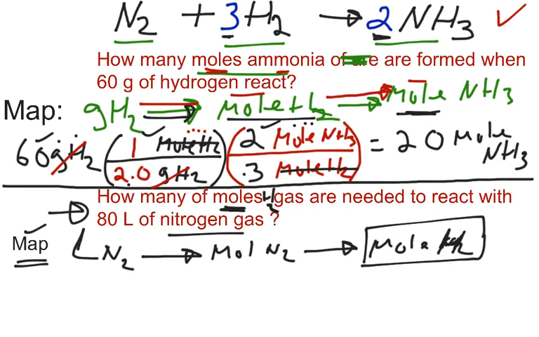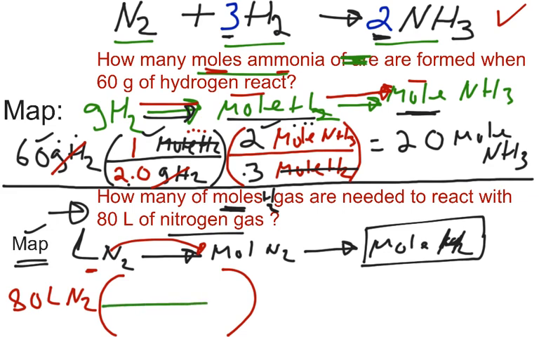All right, so we're starting with liters. What do we do? We look at the problem. We see we're given 80 liters of nitrogen gas, N2. So we're given this, and we want to change it to moles. What do we do? We set up a conversion factor. We want to get rid of liters, so what do we put in the bottom? Yes, we put liters of nitrogen gas, the same unit, in the bottom. We want to change liters to moles, so we put moles in the top.